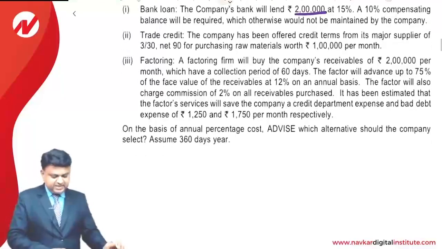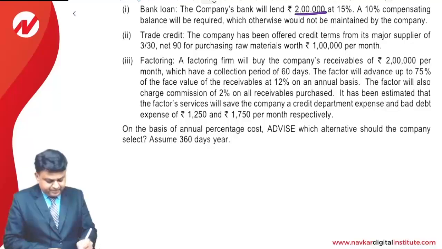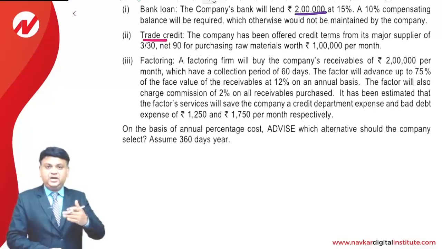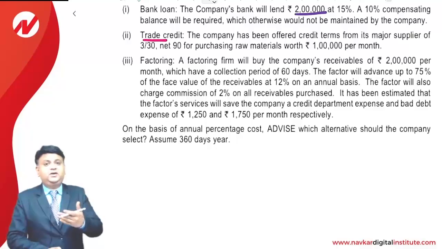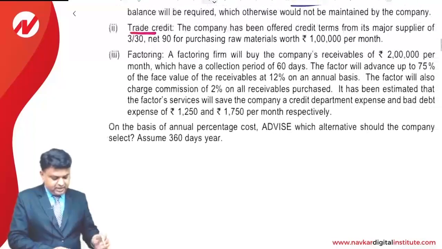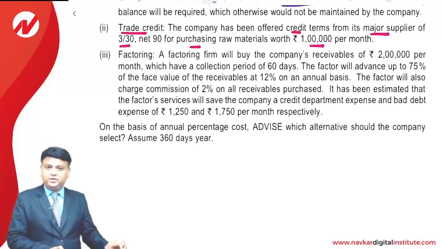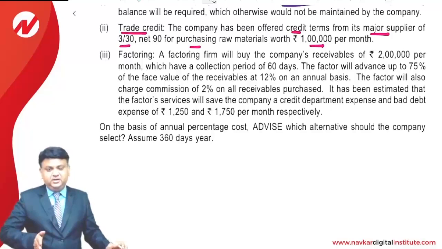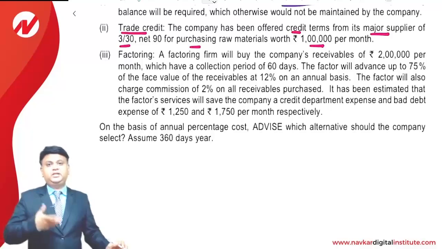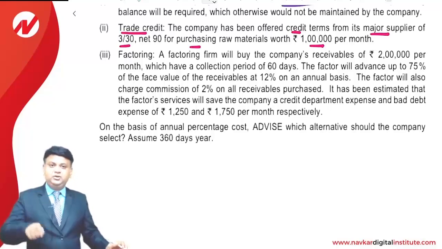The second is the trade credit, in a way that whatever credit, that is the cash discount facility that we avail from our suppliers, we stop availing the same. The company has been offered the credit terms from its major supplier 3 by 30 net 90 for purchasing of the raw material worth 1 lakh rupee per month. So the cash discount facility which we are availing, we will stop availing, and because of that we will be able to get the funds, and that amount of the funds can be used for working capital.